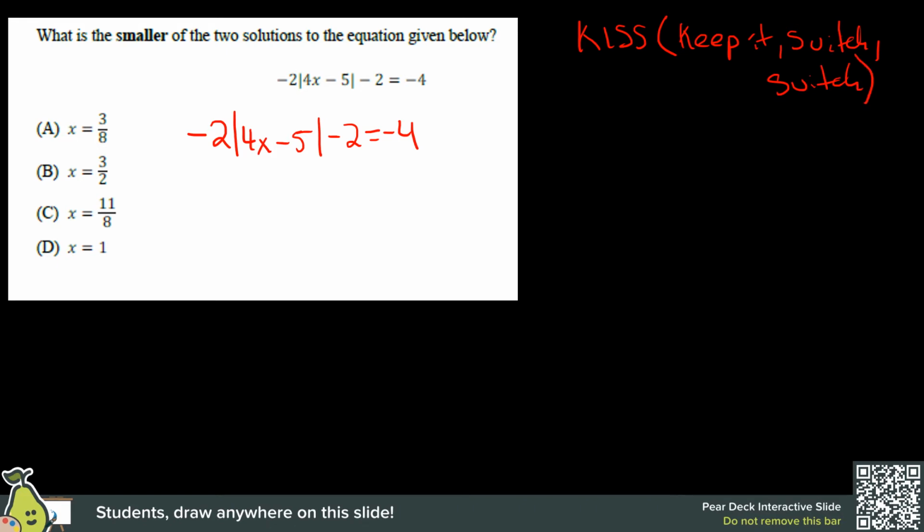So what I'm going to do first is add 2 to both sides. This simplifies out. I get negative 2 absolute value of 4x minus 5 equals negative 4 plus 2, which is negative 2. I then want to divide both sides by negative 2.